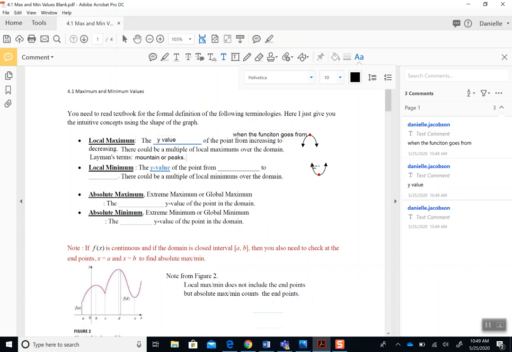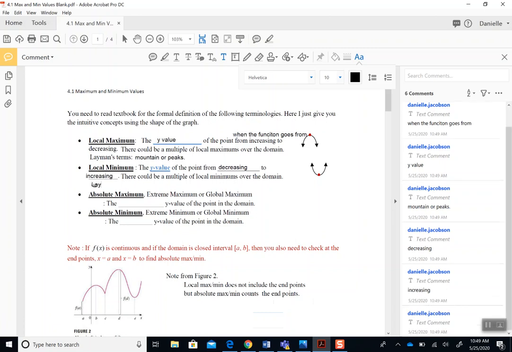Okay, local minimum is the y value of the point from when we're going to, you could probably guess, decreasing to increasing. Okay, and just like the local maximum, there could be multiple of these. If we want to put this in layman's terms, what we're looking at are what I call the little valleys in the graph. So think your hills or your mountains or your peaks are going to be your local maximums, and all your little valleys are going to be your local minimums.